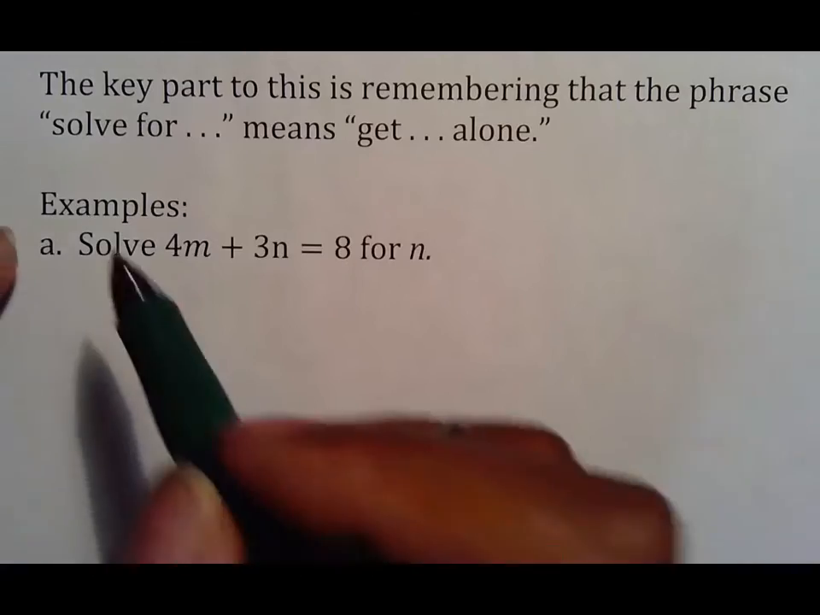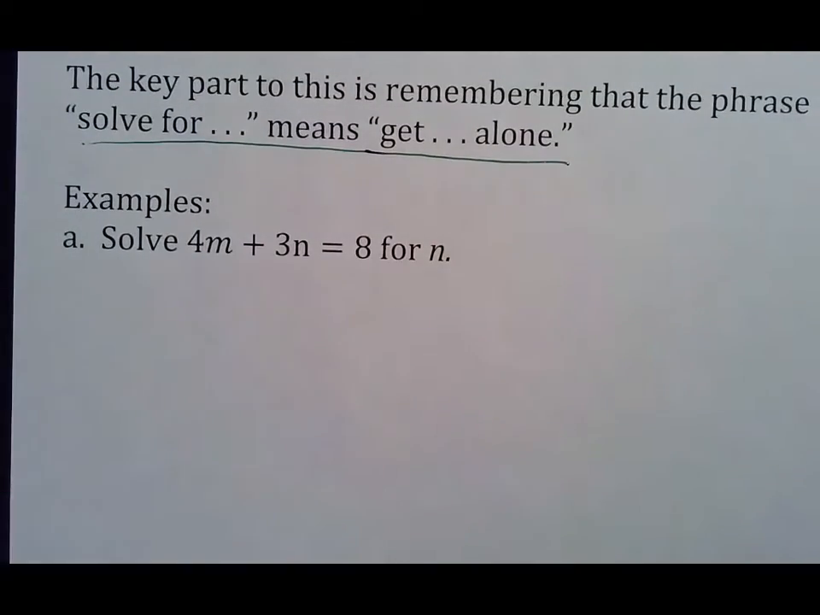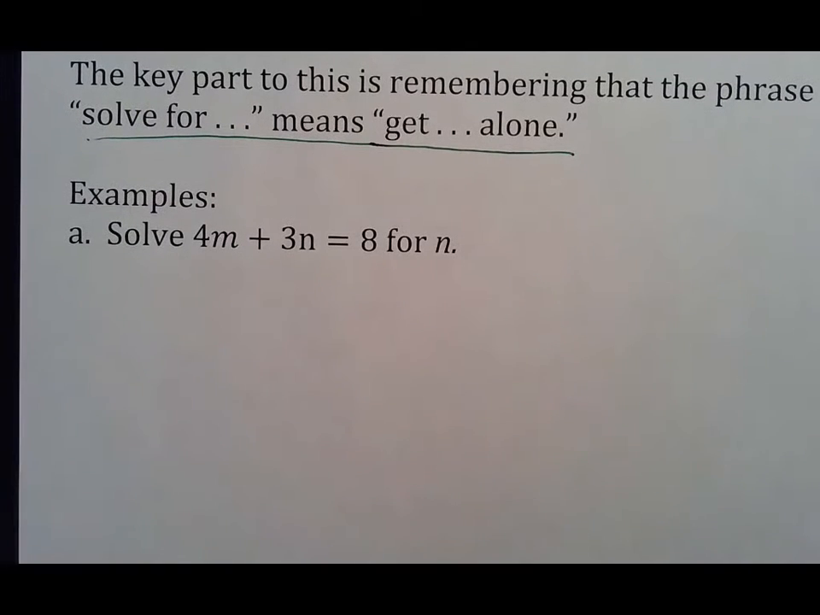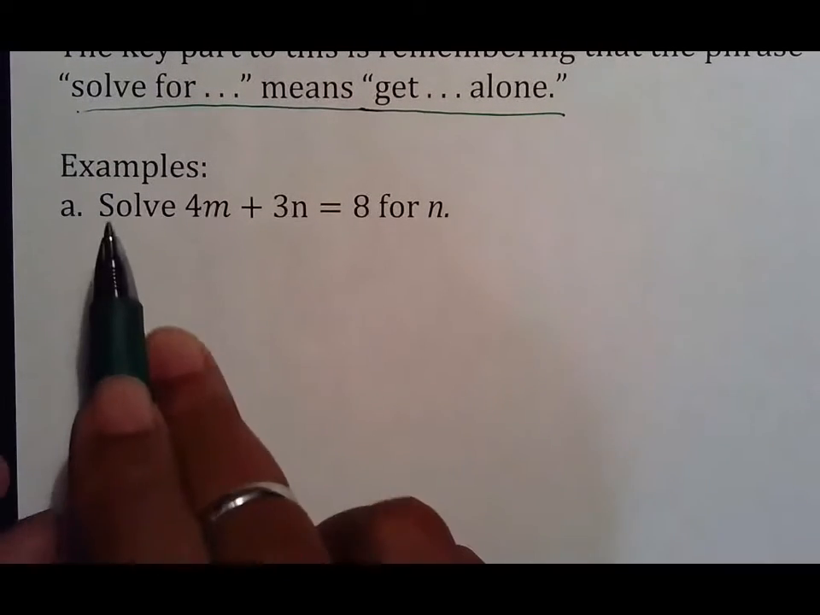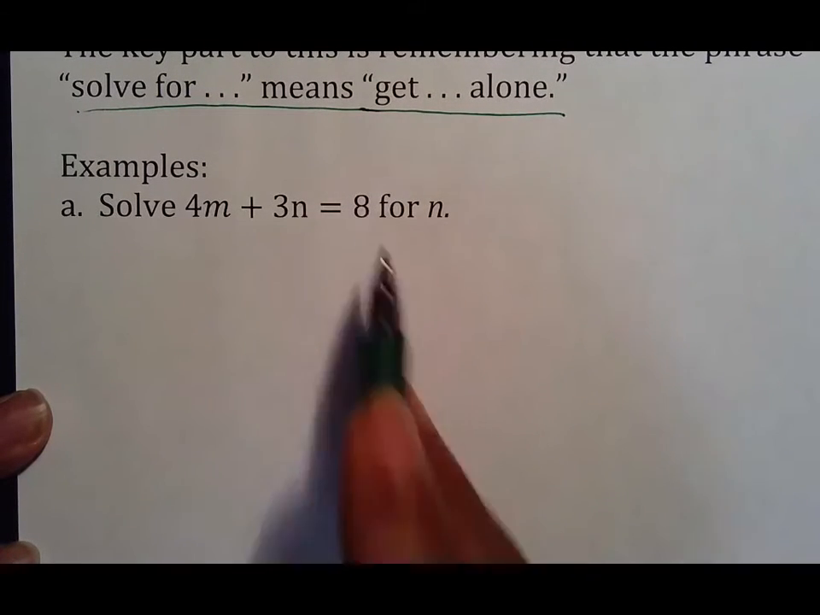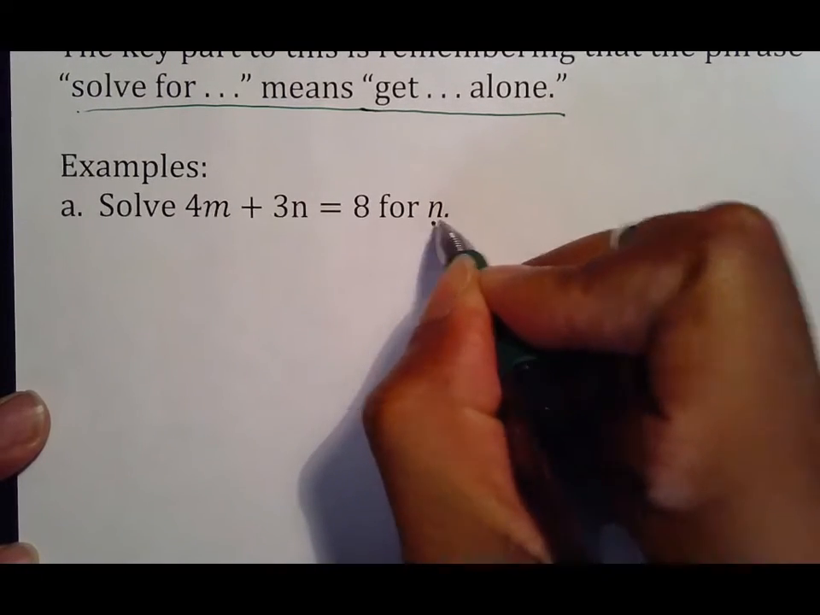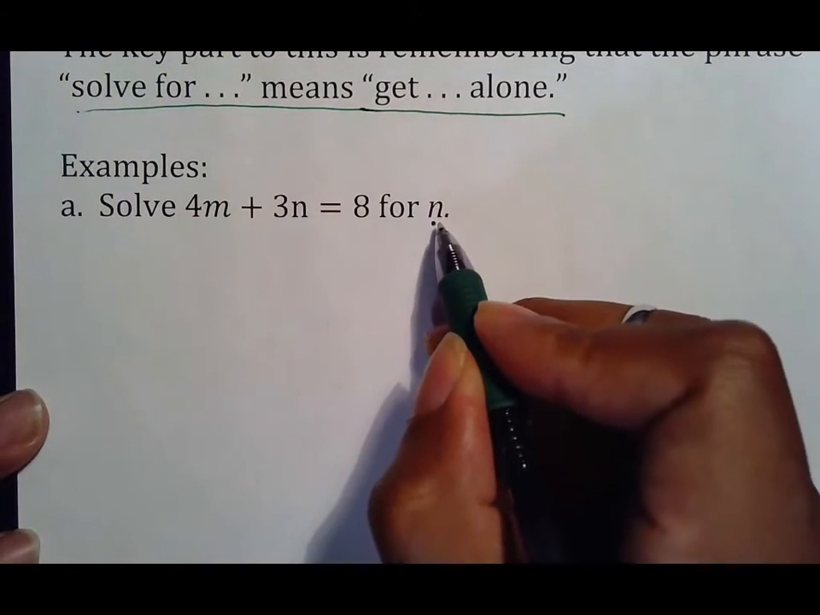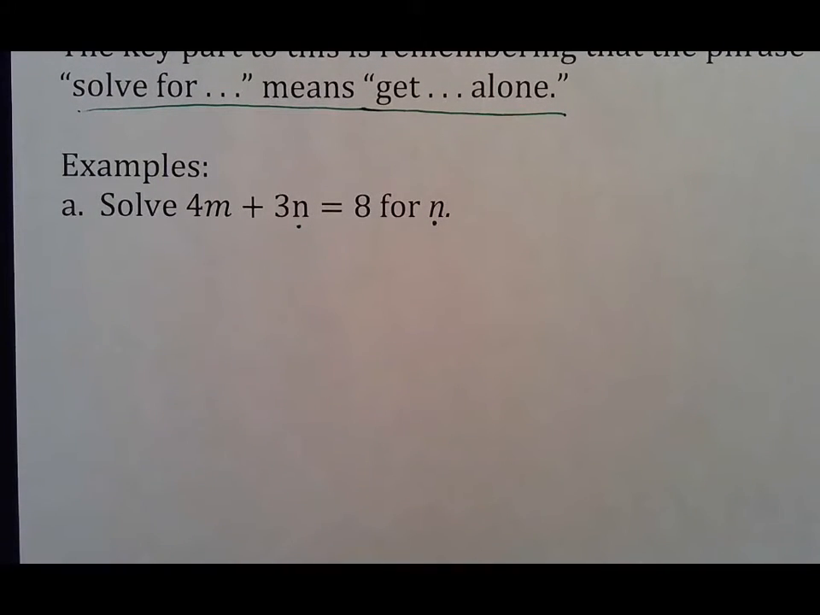And you might want to write this phrase right here. Solve for something means get whatever that something is alone. Alright? So when you look at example A, it says solve 4m plus 3n equals 8 for n. That means that this is what I want to get alone, which means this is the variable that I would put a dot by in my paper, which means everything else is unimportant.